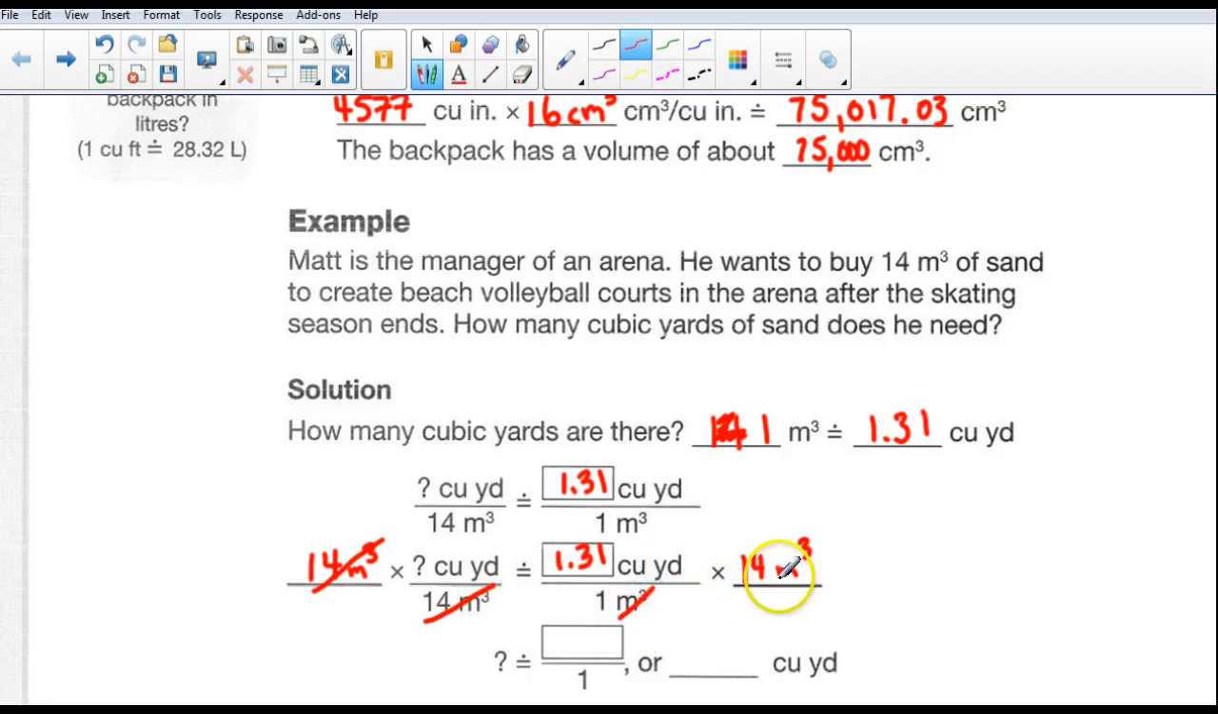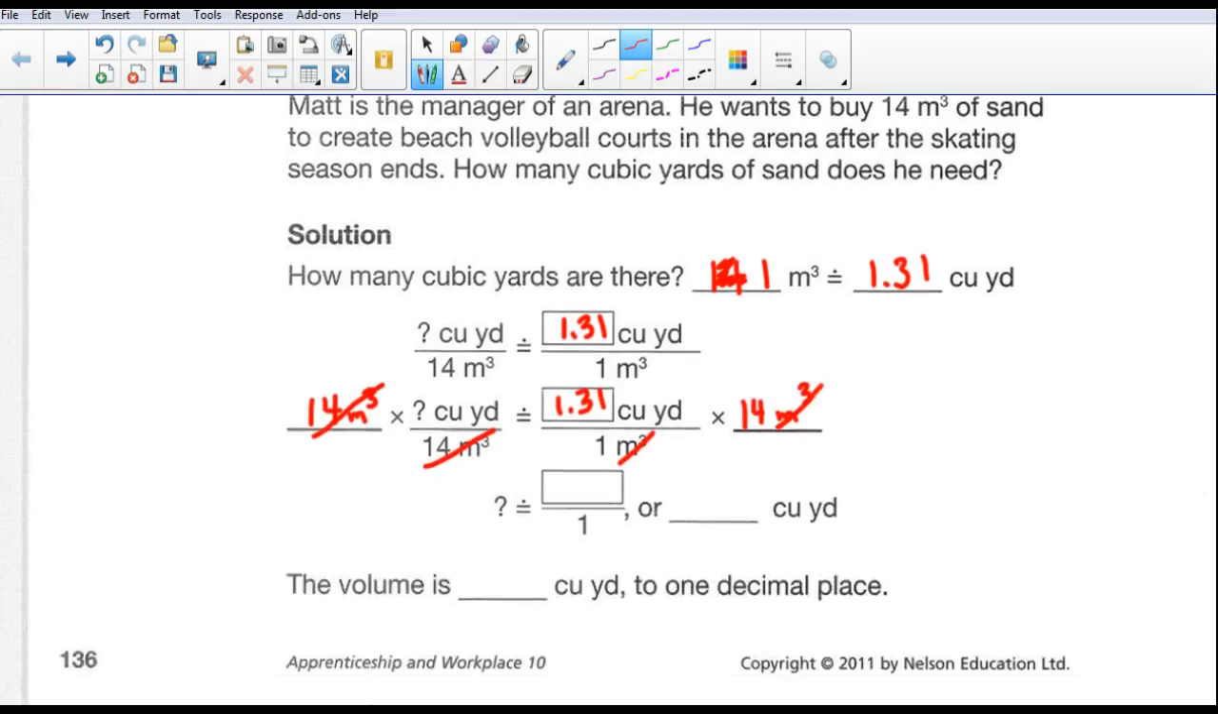Those units cancel out. What's on the top and on the bottom, if they're the same, they cancel out. And we end up with an answer of 18.34. Take your calculator and multiply 1.31 times 14. We get 18.34 over 1, or 18.34 cubic yards. So the volume, rounded to 1 decimal place, is 18 point, and we're going to round back down to 3 because the next one is a 4, and if it's less than a 5, we round down.